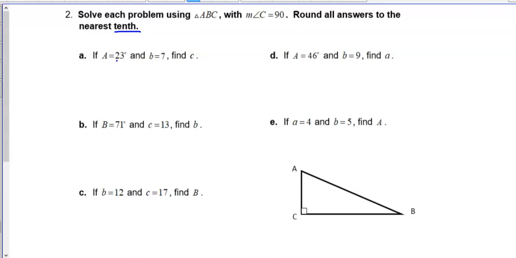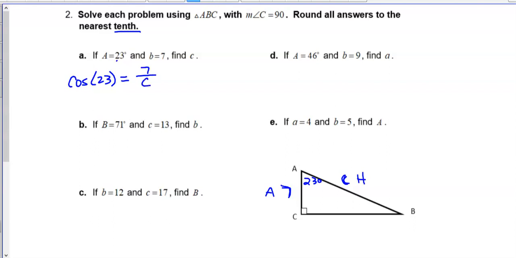So first one, we have angle A is 23 degrees. And we have little b, which is over here, is 7. And we are supposed to find little c, which is our hypotenuse. Okay, so we need to label what else we know here. We know this side of 7, which is adjacent to the angle that we are given. So we have an A and an H, which means we're going to be using cosine. So we are going to have cosine of 23 is equal to adjacent 7 over hypotenuse C.